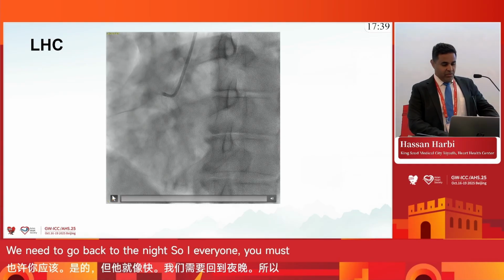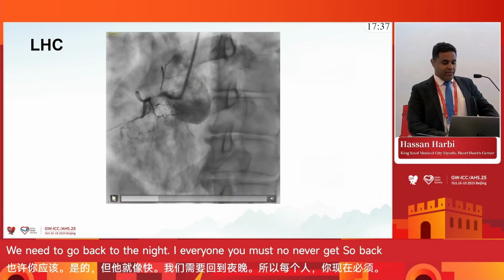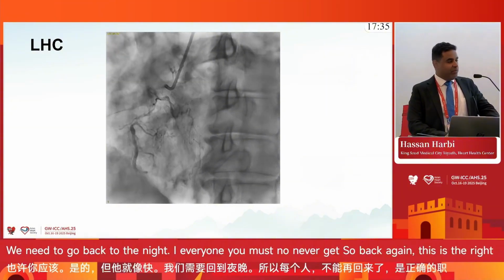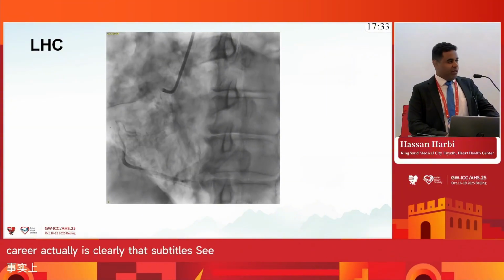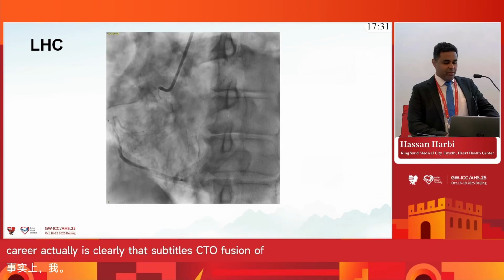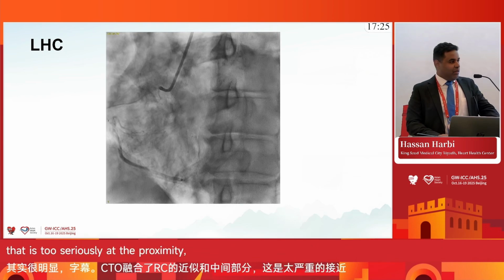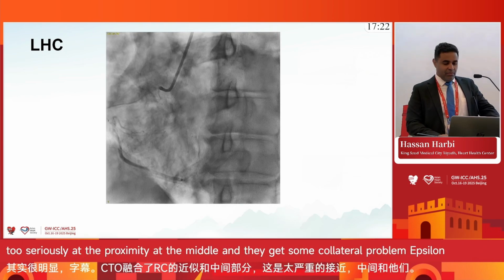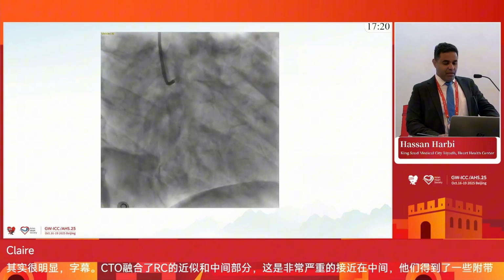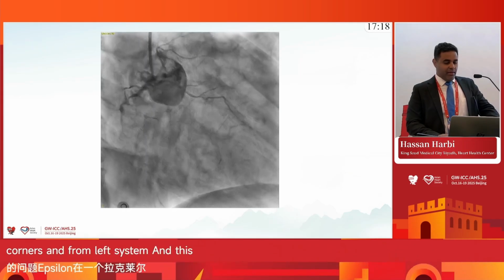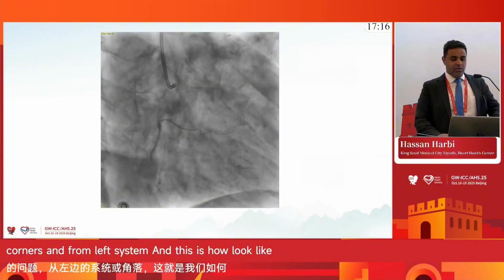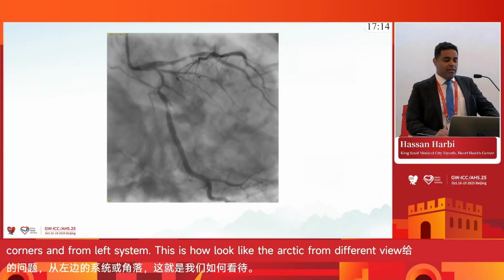So back again, this is the right coronary artery. It is clearly a subtotal CTO occlusion of the RCA from the proximal and the mid part. There are 2 serial lesions at the proximal and the mid, and they get some collaterals from the conus, ipsilateral, from the left system. And this is how the artery looks from a different view. Okay, and this is the left system.